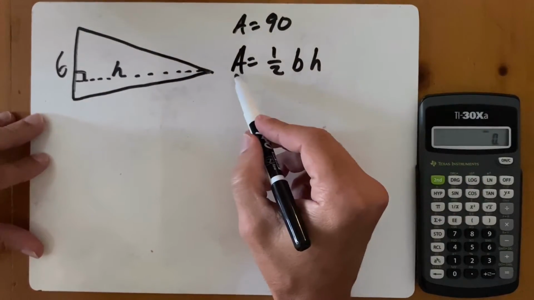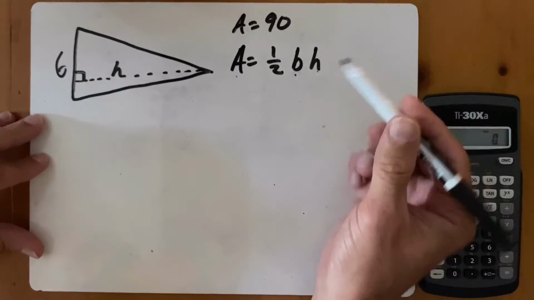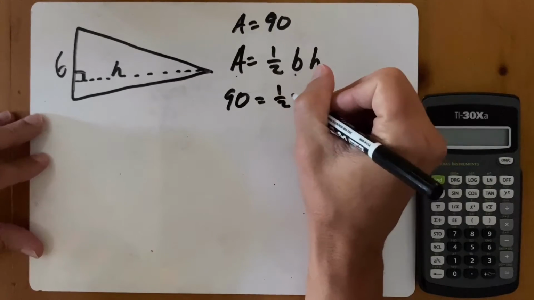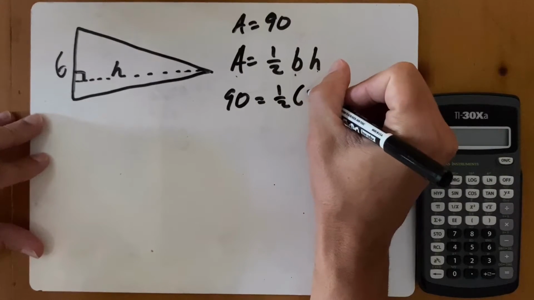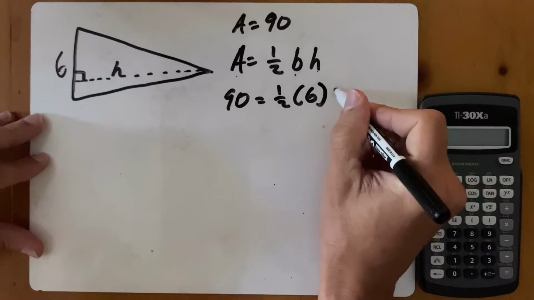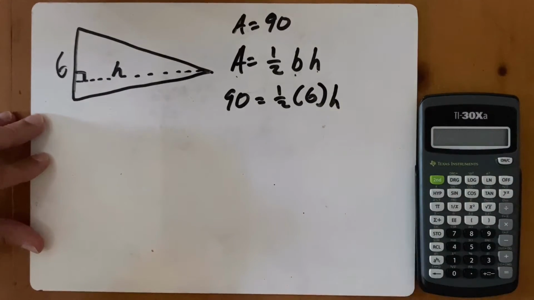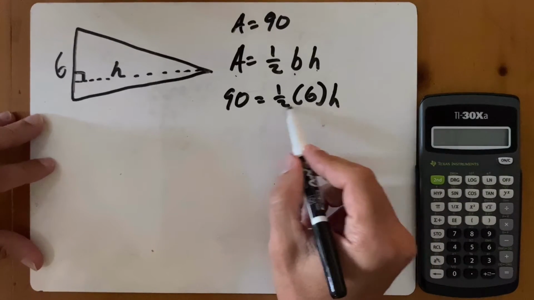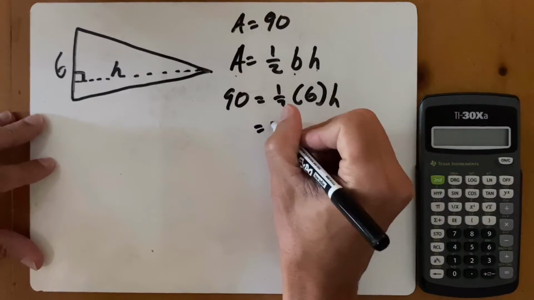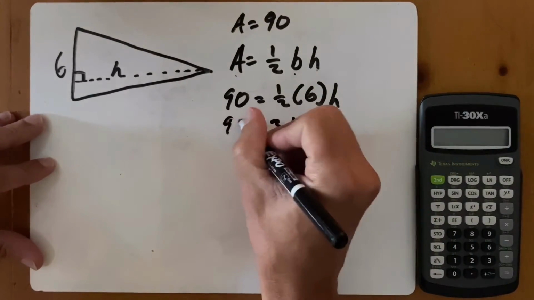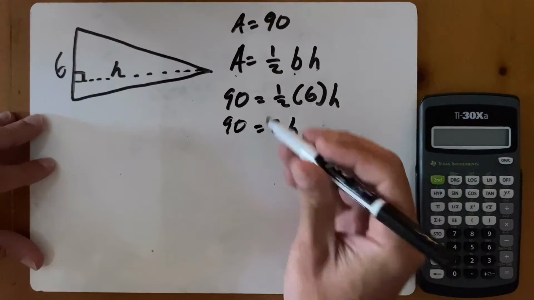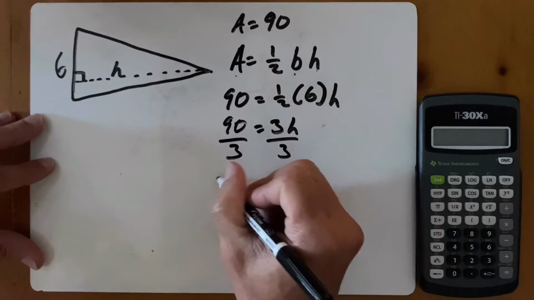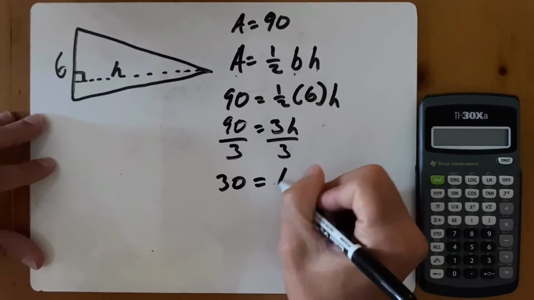All right, so let's go ahead and plug in for A and b, and then we'll just solve for h. So area is 90. That equals 1/2 times b, which in this case is 6, times h. Now we're just doing a simple algebra problem to solve for h. We need to get this by itself. First thing we want to do is multiply these two together. So that's equal to 3. So 90 is equal to 3 times h, and then hopefully we know how to solve from there. We divide both sides by 3, so that means that our height is equal to 30.